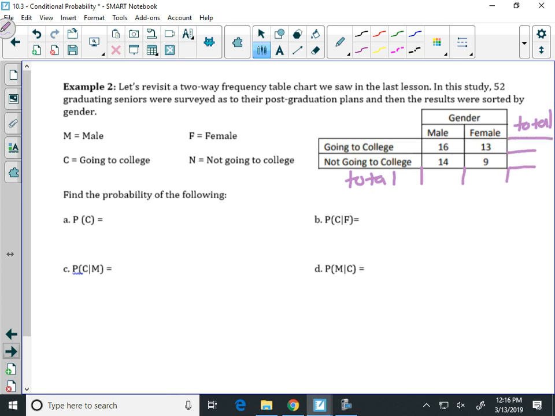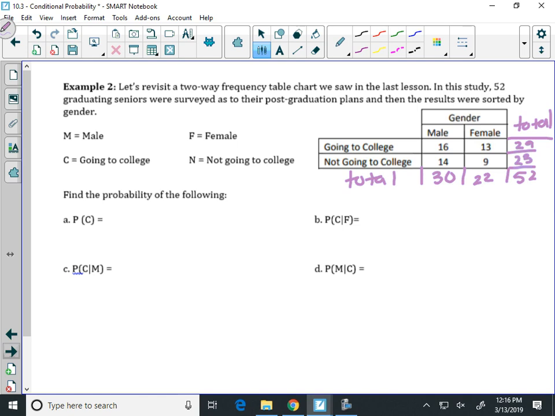So we'll go across: 16 plus 13, total number going to college, 29. Total for not going to college, 14 plus 9 is 23. Adding down here, 16 plus 14 for total males is 30. And total for females, 13 plus 9 is 22. To get the overall total, you just pick one. I always pick the one on the side. This side right here: 29 plus 23 is what? 52. Your bottom column should also add to 52.